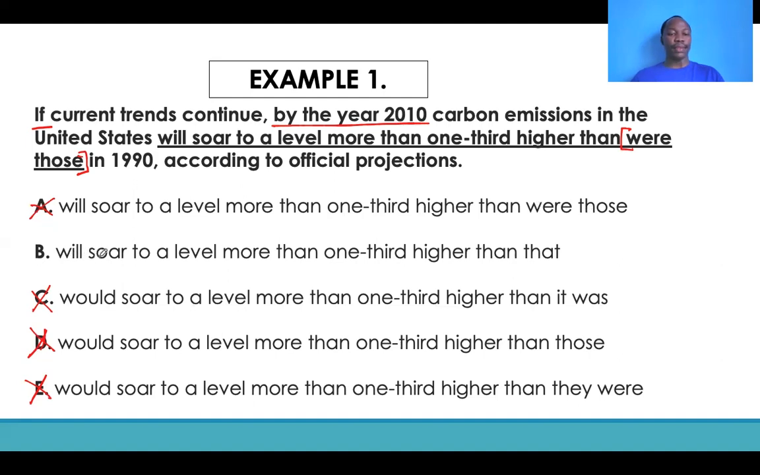Let's look at B. Will soar to a level more than one-third higher than that in 1990, according to official projections. This is correct because that refers to emissions, this carbon emission. So there's some clarity in meaning, right? And we already know that that would refer to the carbon emissions in the United States in 1990, right? So for that reason, B is the correct answer.